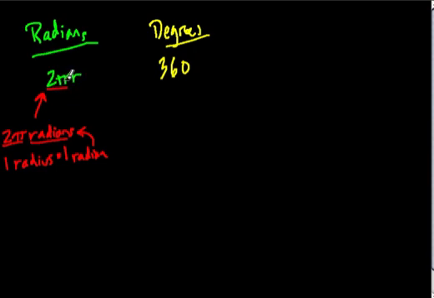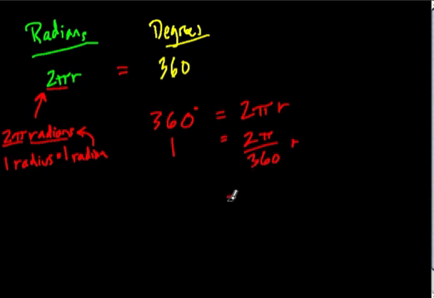2 times about 3 is a little more than 6 radians, and they're equal. And now we can define these things in terms of each other. So 1 degree: if 360 degrees equals 2 pi r, then 1 degree, we divide by 360, is 2 pi over 360 r. This is equal to 1 over 180 pi, so it's pi over 180 r. That is what 1 degree is equal to.